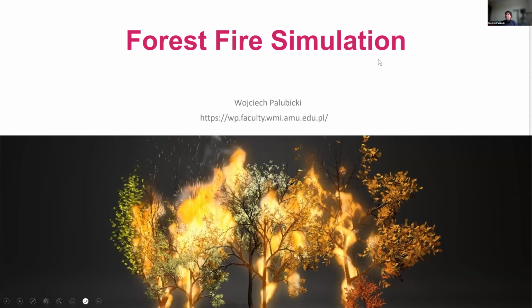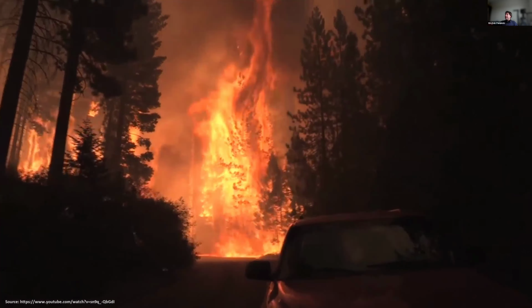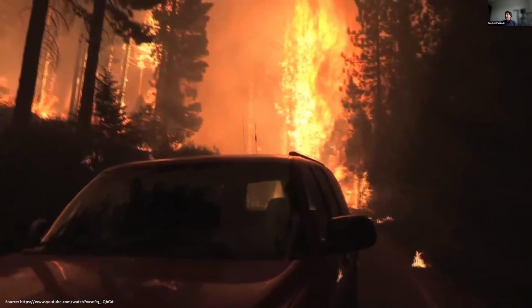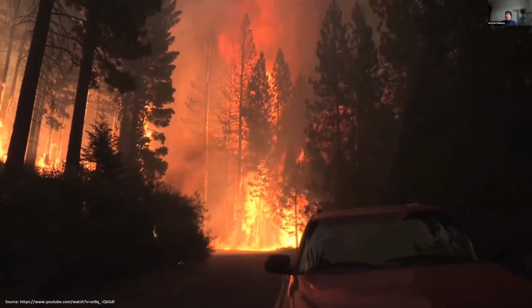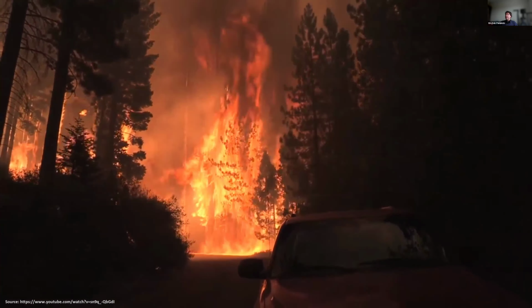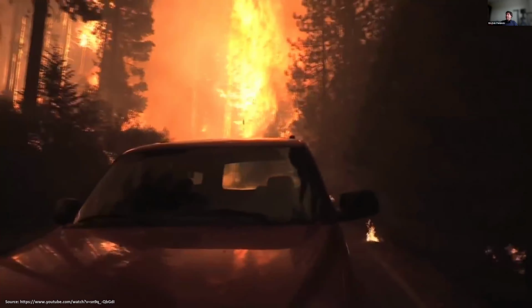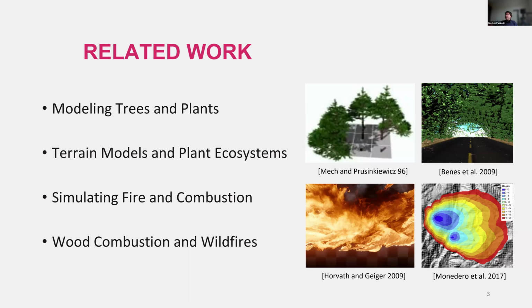So forest fires, of course, are very dramatic events. So here is a video from the 2019 California forest fires. It's usually very difficult to make observations when this event appears. And here, of course, computer graphics has recently gained a lot of traction because it allows us to generate synthetic observations that could be useful, for example, for the training of AI agents, robots, without actually relying on real data.